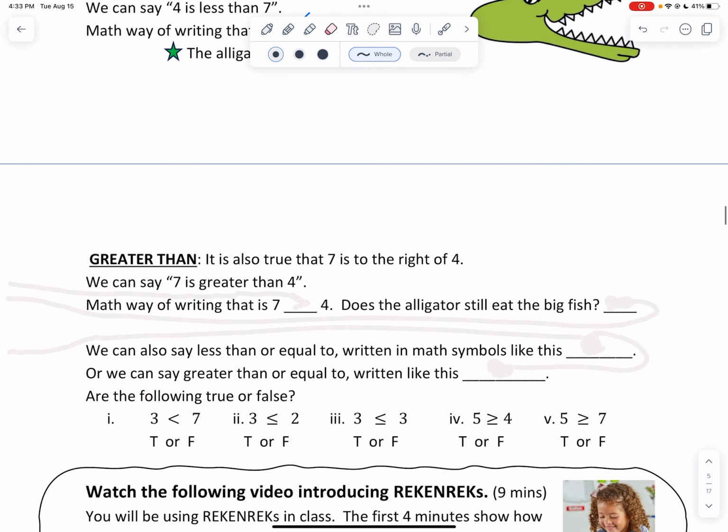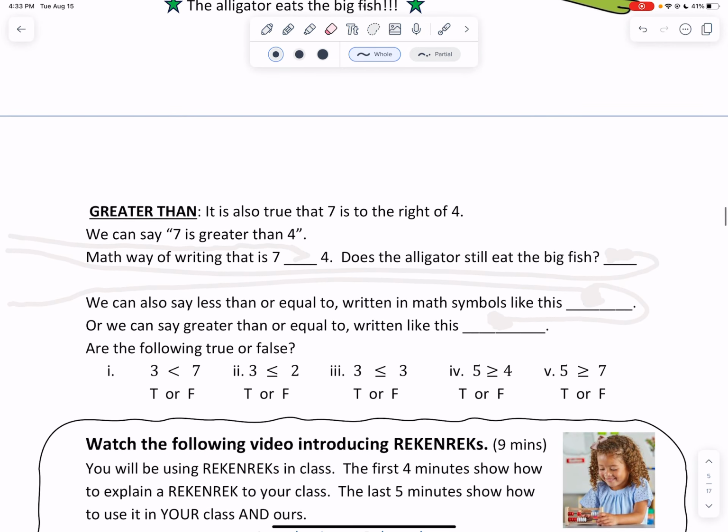Okay, it's also true that 7 is to the right of 4. 4 is to the left of 7. 7 is to the right of 4. That means we can say that 7 is greater than 4.